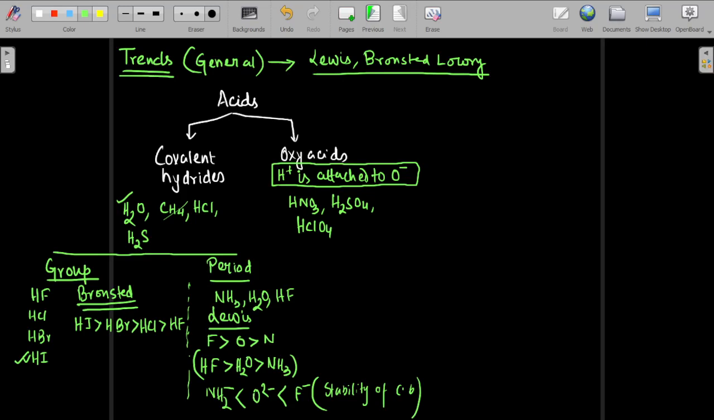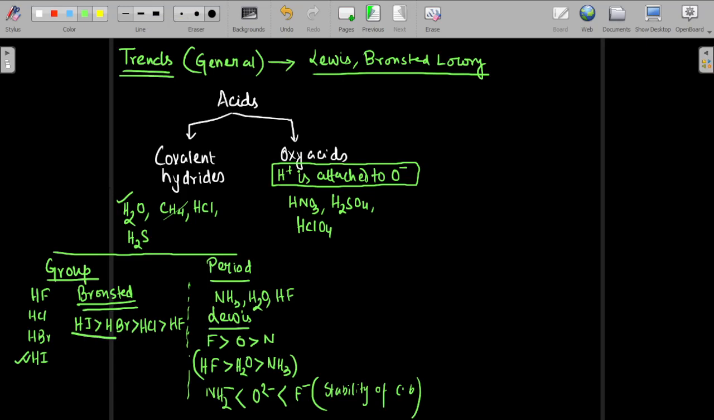So your first thing is you will have to compare the acidic character, find out the base that is more stable. A good acid will have a stable conjugate base, and that stable conjugate base will not be a good base, because if it is stable, it cannot be a good base.